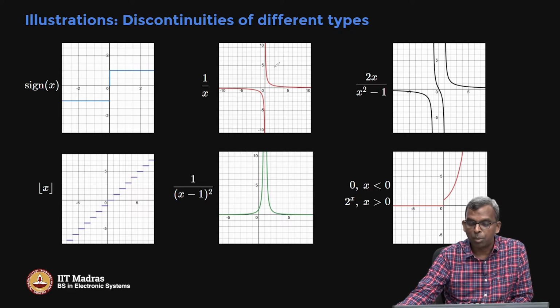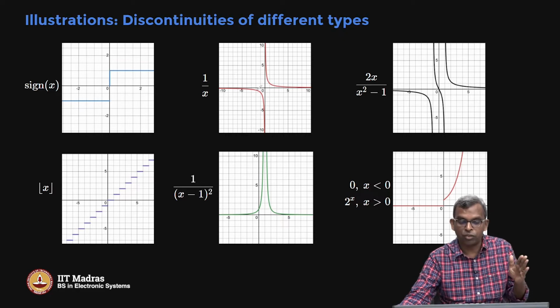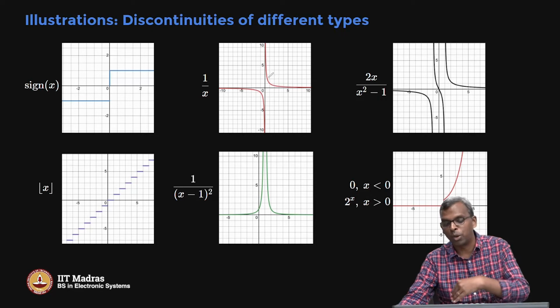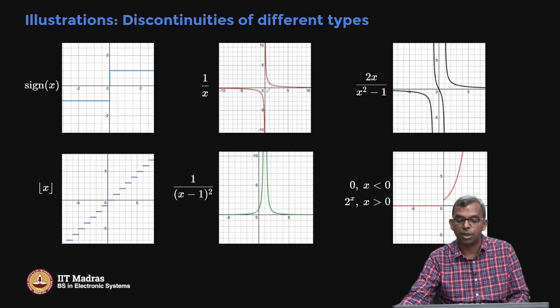Here is another very popular function, 1 by x, which has this behavior, as we just now saw. And it has a discontinuity at 0. To the left of 0, things are going off unbounded to minus infinity. To the right of 0, things are going unbounded to plus infinity. So at 0, it has a discontinuity.